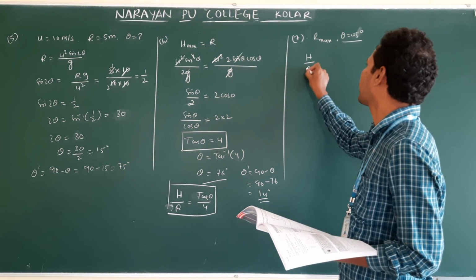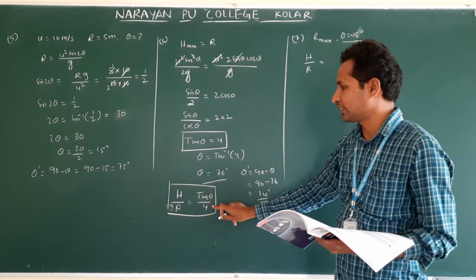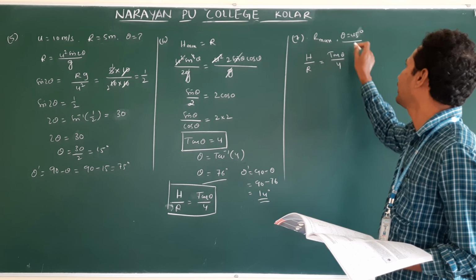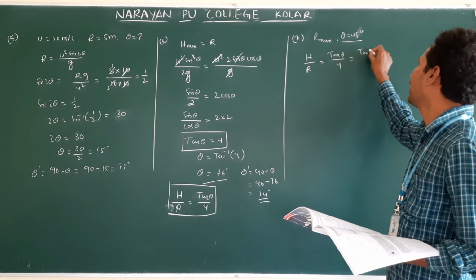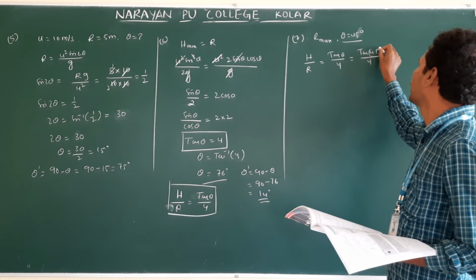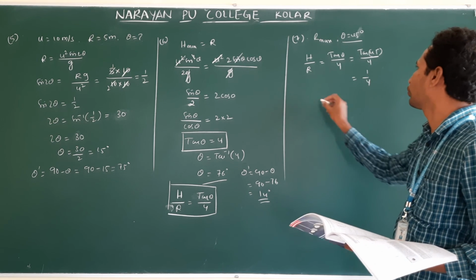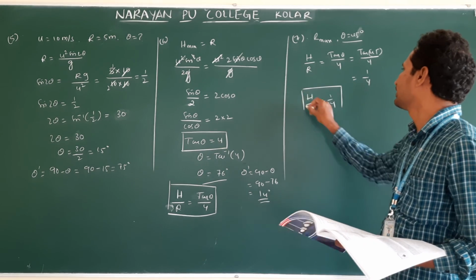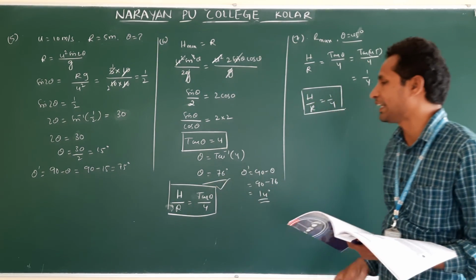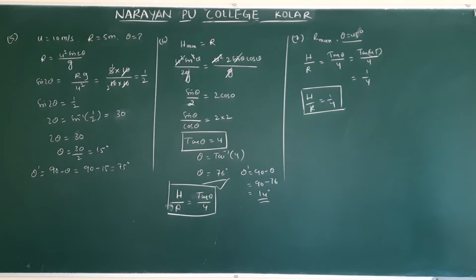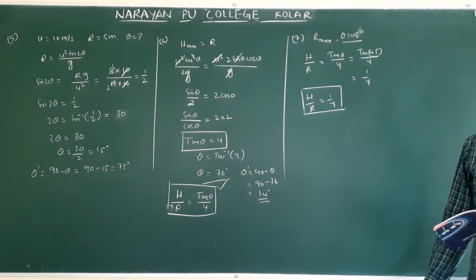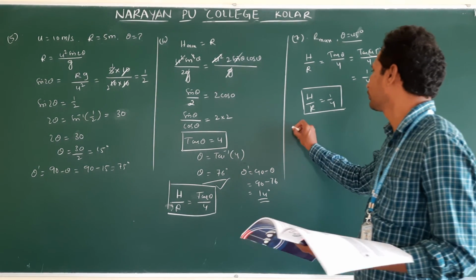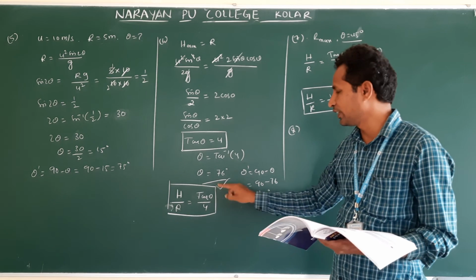H by r, we already calculated: h by r is equal to tan theta by 4. What is theta? 45. Tan 45 by 4, and tan 45 value is 1. So h by r is equal to 1 by 4. But the general formula is this one: for any angle, h by r is equal to tan theta by 4. If the angle is provided, we can find the relation between h and r. Next one, 8th question. Remember this relation, very important.